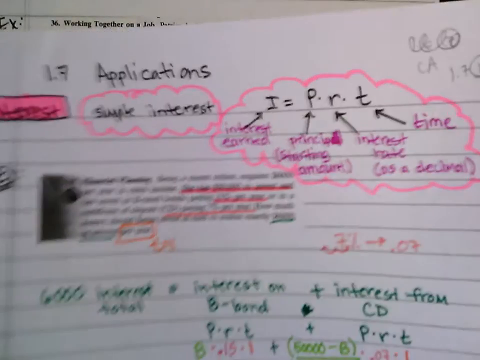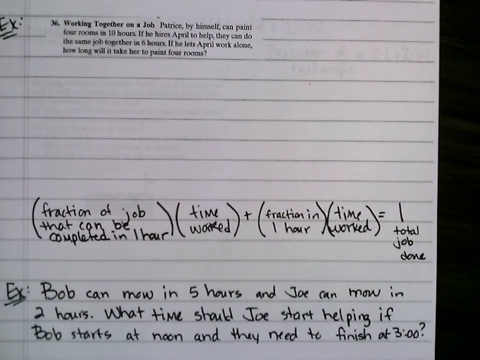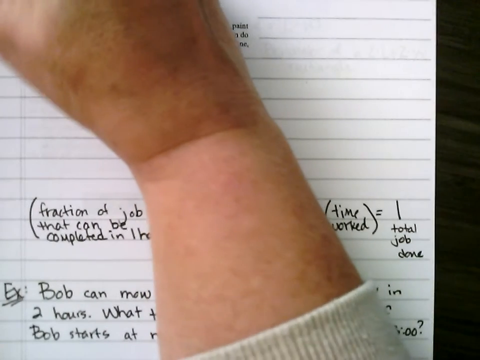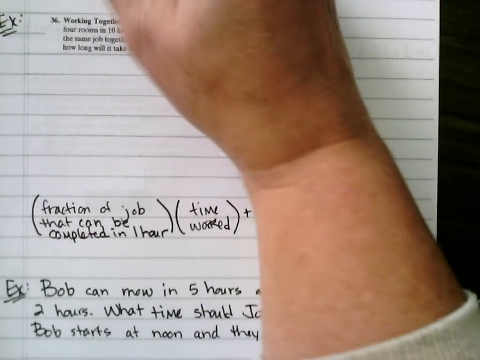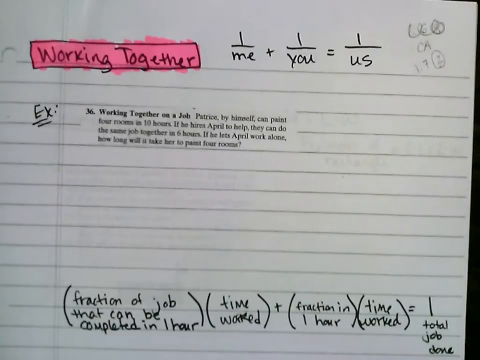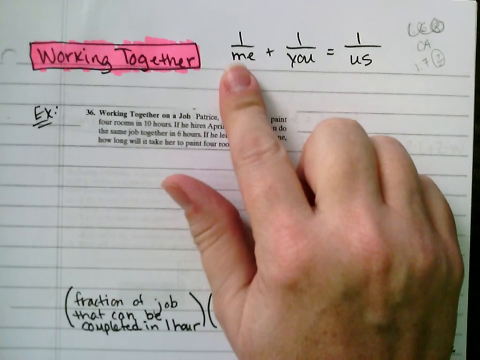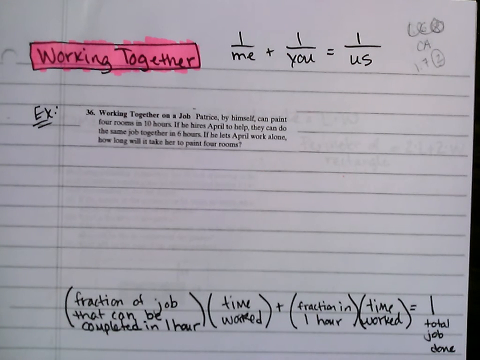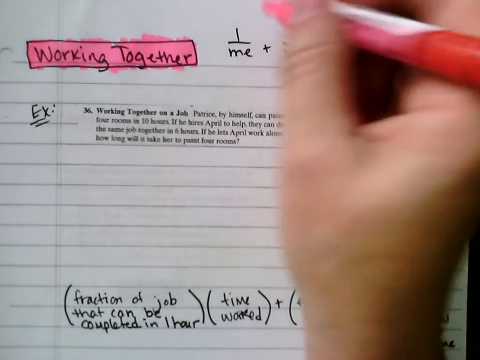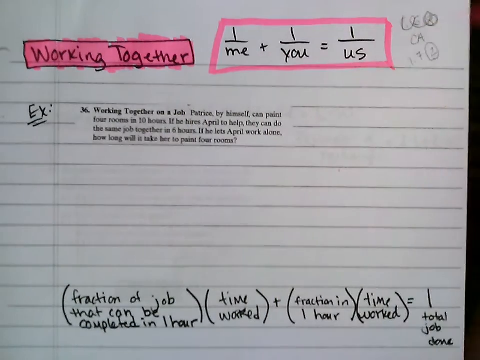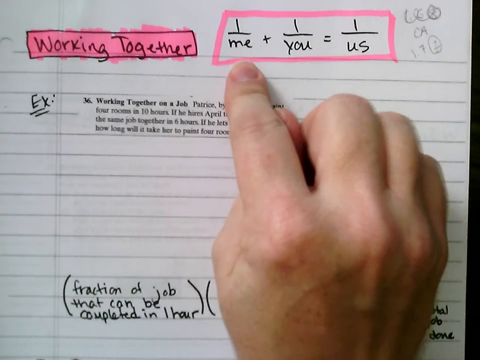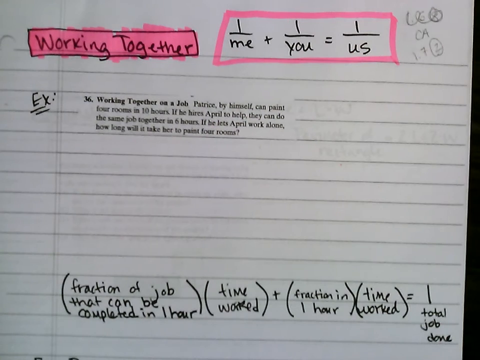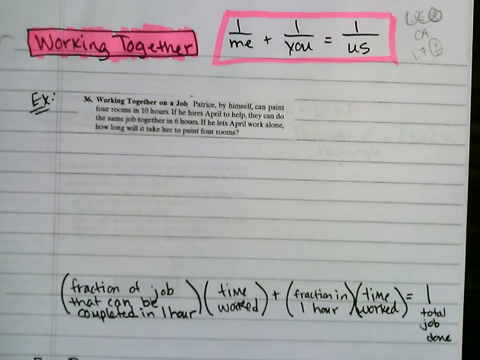Okay, well, actually, we're going to come back and do some more on this story problem later. But for now, we will move on to working together. Now, when we were in Algebra 2, at least in any Algebra 2 class at my school, working together, we would use this formula: 1 over me plus 1 over you equals 1 over us. That formula still stands, but there's going to be a little bit more to it when we have more complicated problems. So we'll keep this formula in mind: 1 over the amount of time it takes me to do a job by myself plus 1 over the amount of time it takes you to do a job by yourself equals 1 over the amount of time it would take us if we were working together.